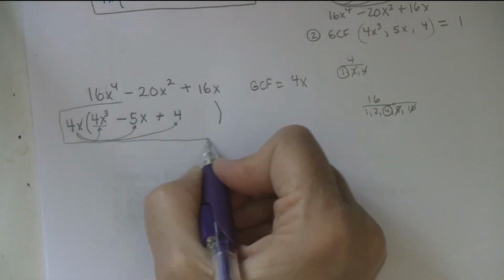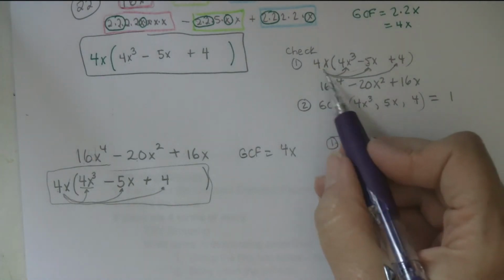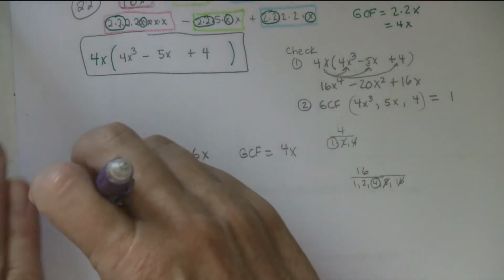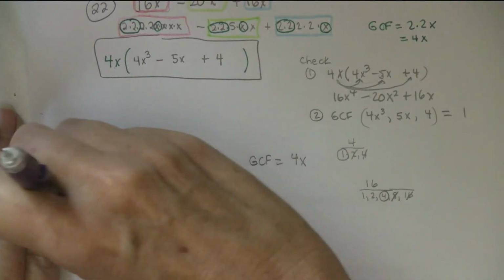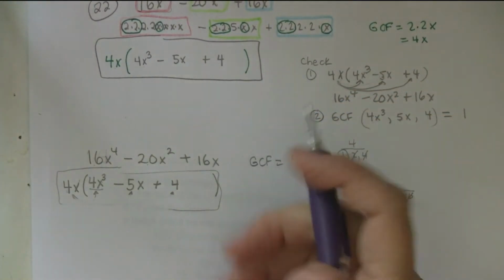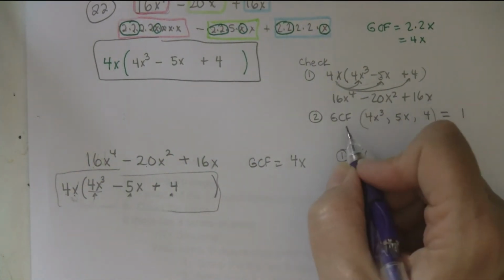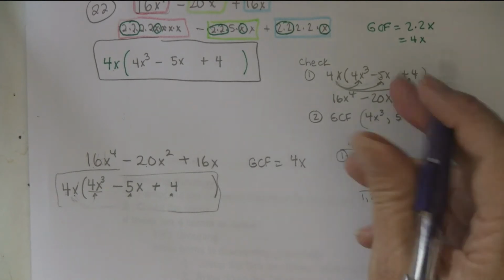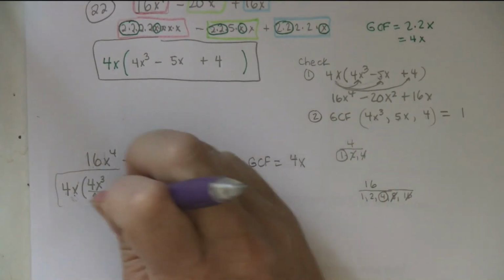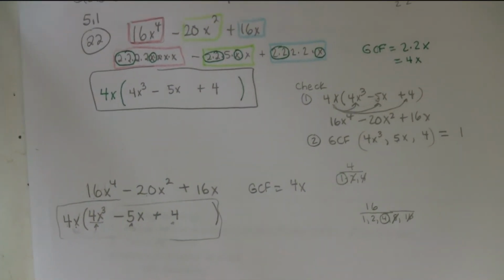And you could do your check the same way we did our check over here of multiplying it back together to make sure. So my beautiful answer there, you can check it by making sure that it multiplies to give you back what you started with, and also that the greatest common factor of your trinomial is 1. Okay, so that was my added bonus problem.